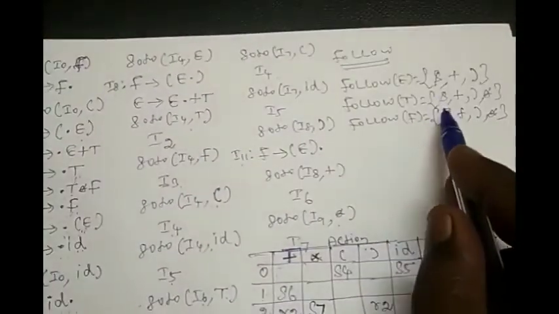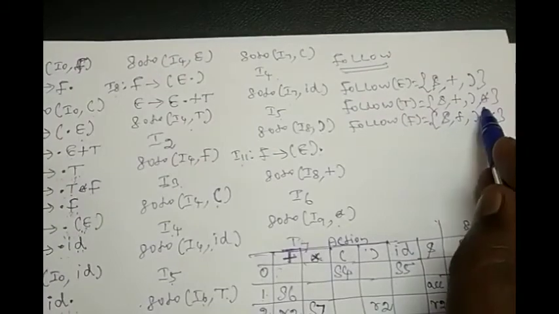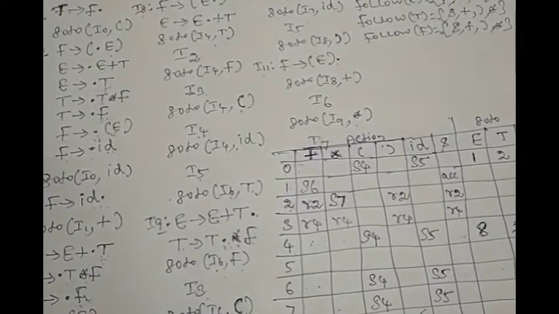Follow for T is dollar, plus, close brackets, and star here. So in item set 3, for dollar, plus, close brackets, and star, you have to write R4, because all these are actually follow for R4 here. Okay. Now in item set 3, everything has been done.